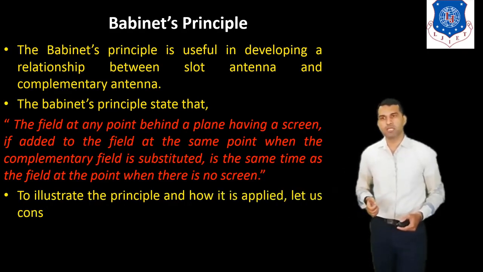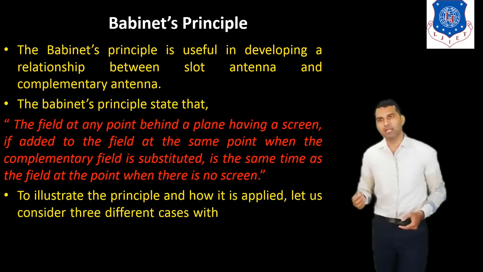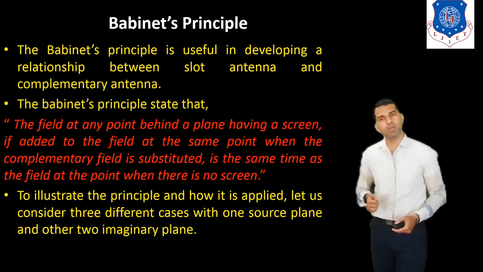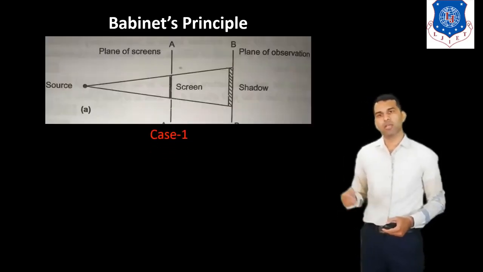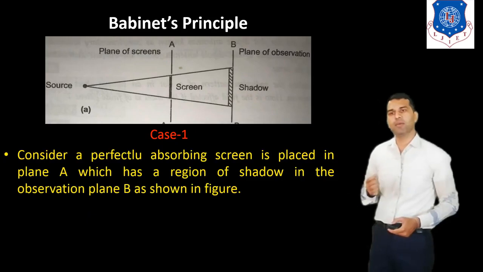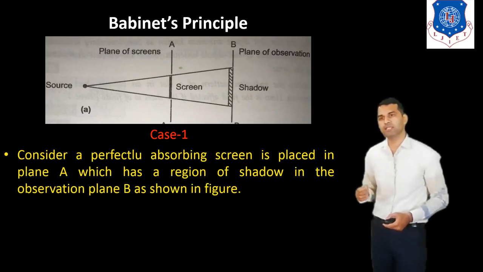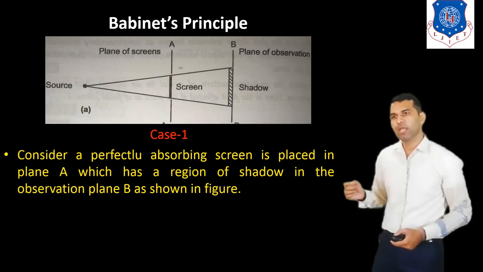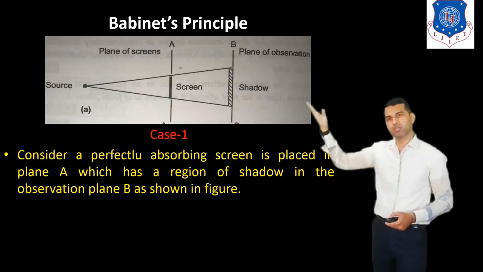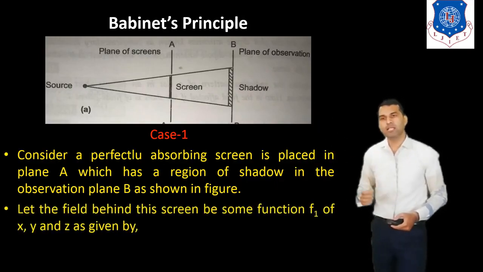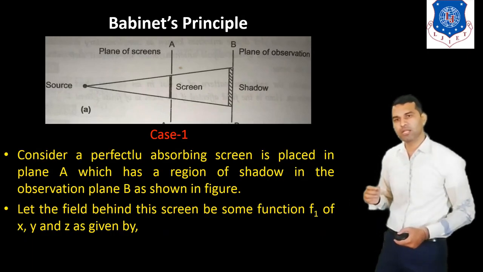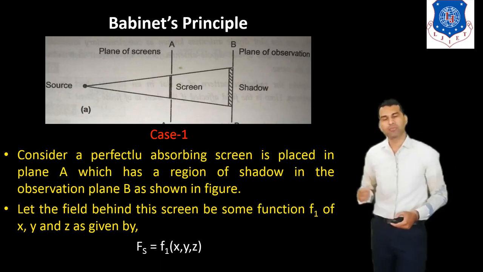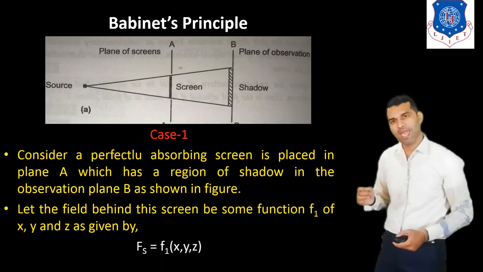To illustrate the principle and how it applies, let us consider three different cases with one source plane and two other imaginary planes. In the first case, we consider a perfectly absorbing screen placed in plane A, which has a region of shadow in the observation plane B, as shown in this figure. Let us fill the region behind the screen with some function f1 of x, y and z, given by Fs equals f1(x, y, z).